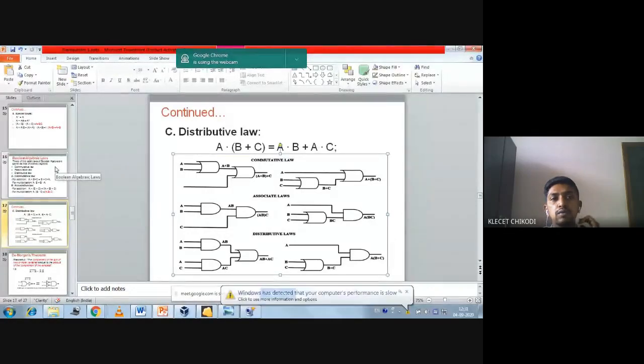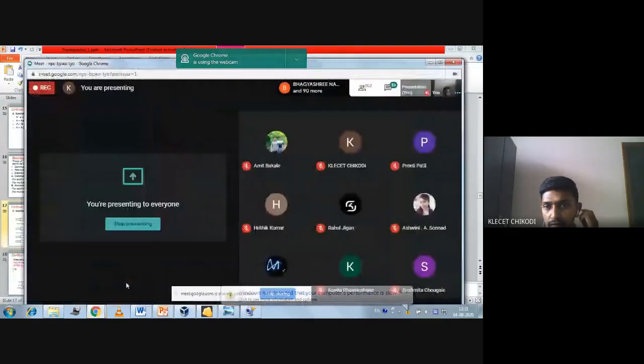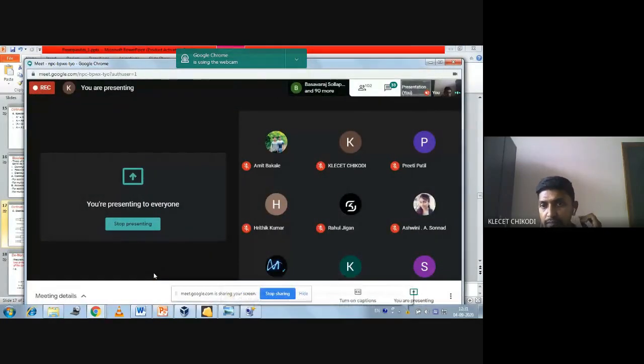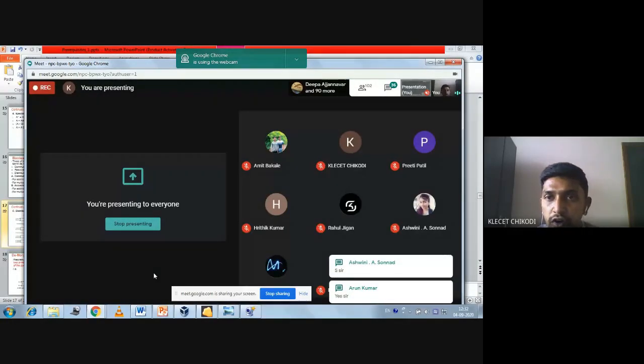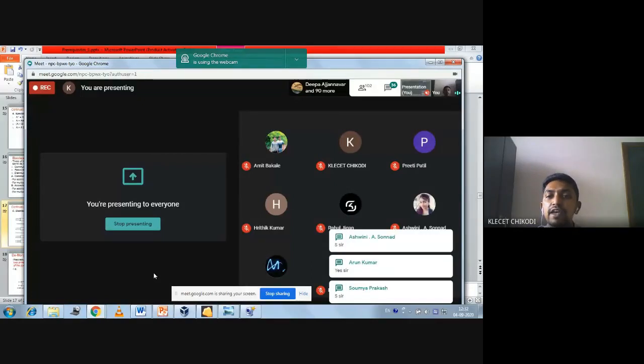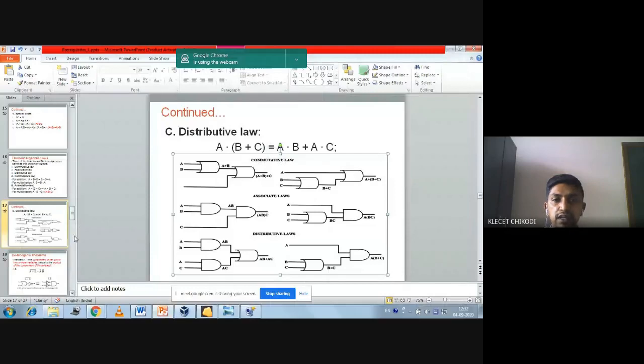So these are the Boolean algebraic laws. Fine. Is that clear? Boolean algebraic laws: associative law, commutative law, and one more, distributive law. We have to apply these laws for simplification of the function. Fine. Now we'll move further.